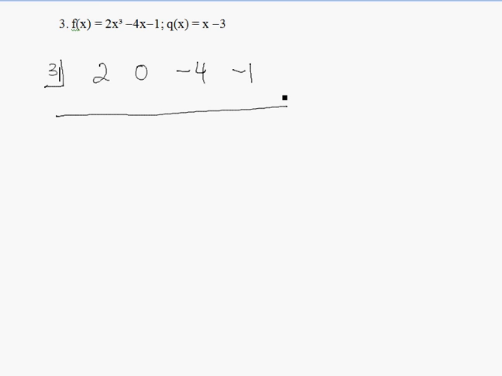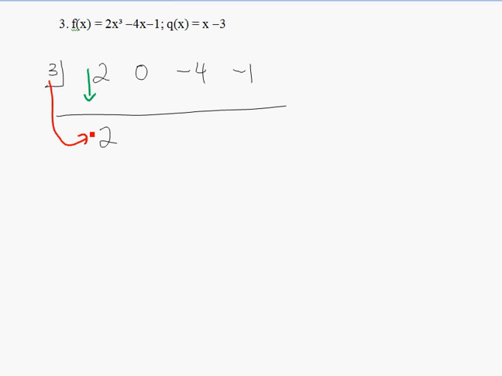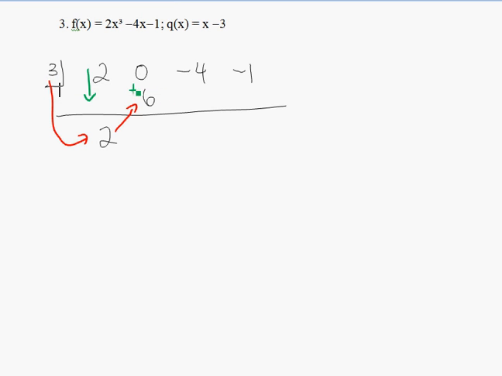And the first thing I do is I bring down the 2, and then I multiply the 3 times the 2, write the result right there. I get 6. I then add these two and write the result below it. In this case I get 6.